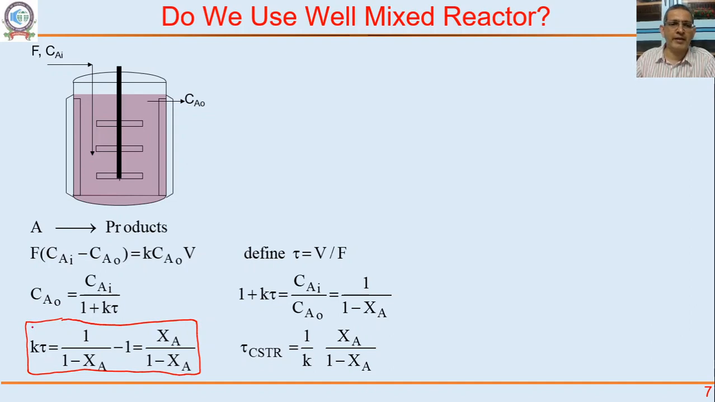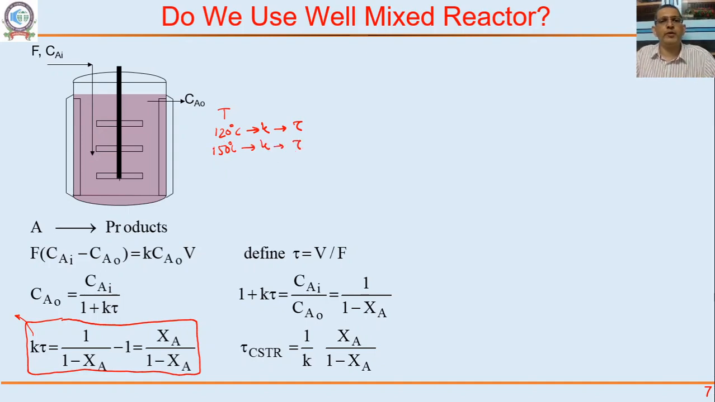If I conduct the reaction at 120 degrees centigrade, I can calculate K. I know X_A, 98% reaction, so we can calculate tau. If I say the reaction temperature is 120 degrees centigrade, I can calculate K and I can calculate tau. If I say the reaction temperature is 150 degrees centigrade, I can calculate K and I can calculate tau.